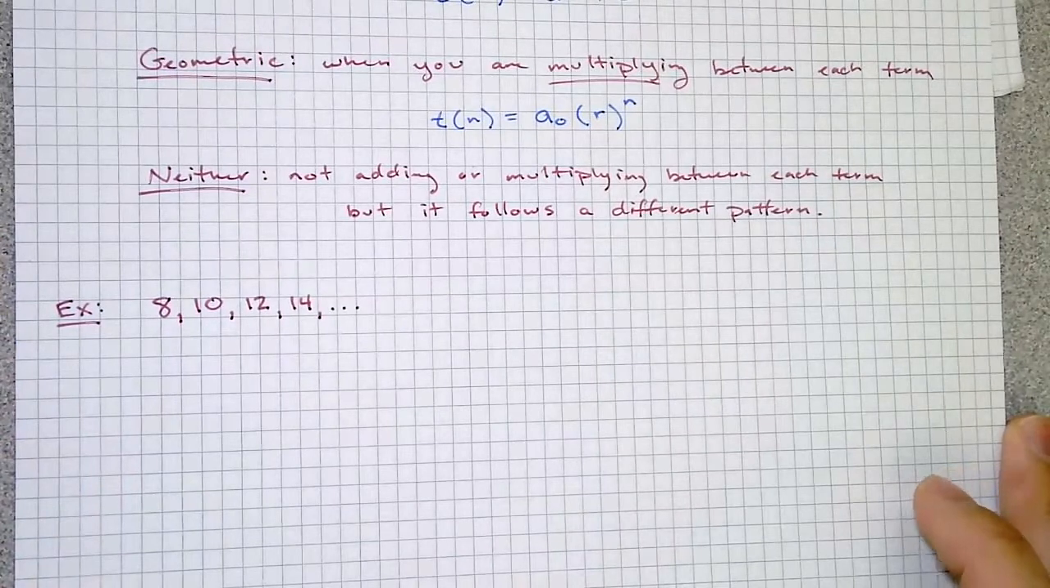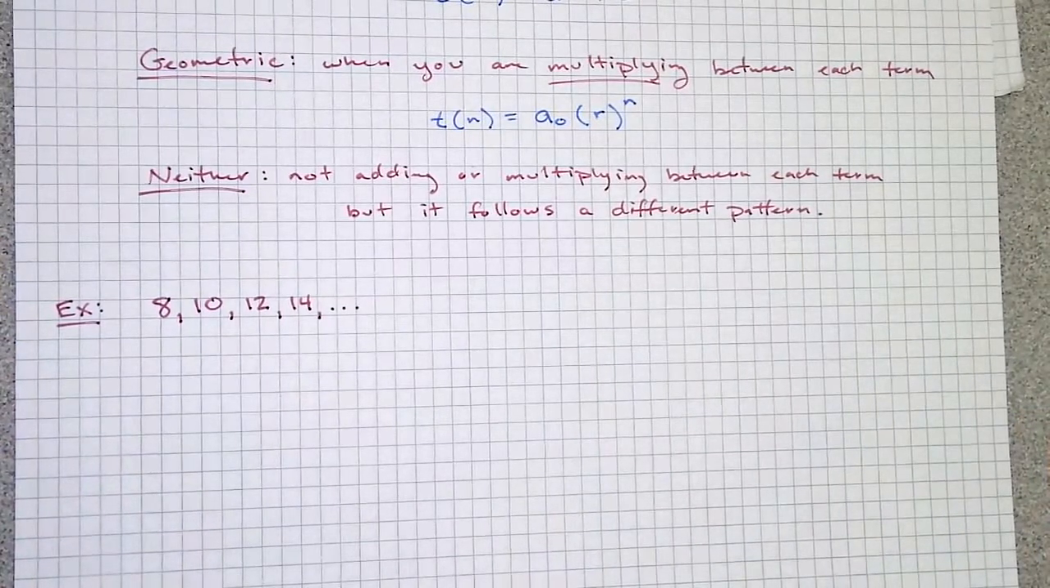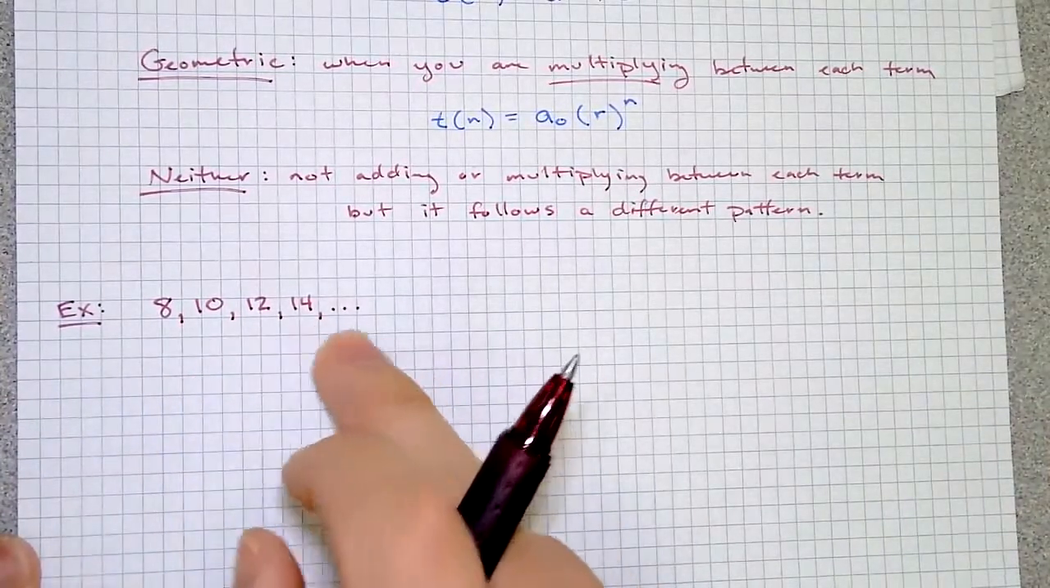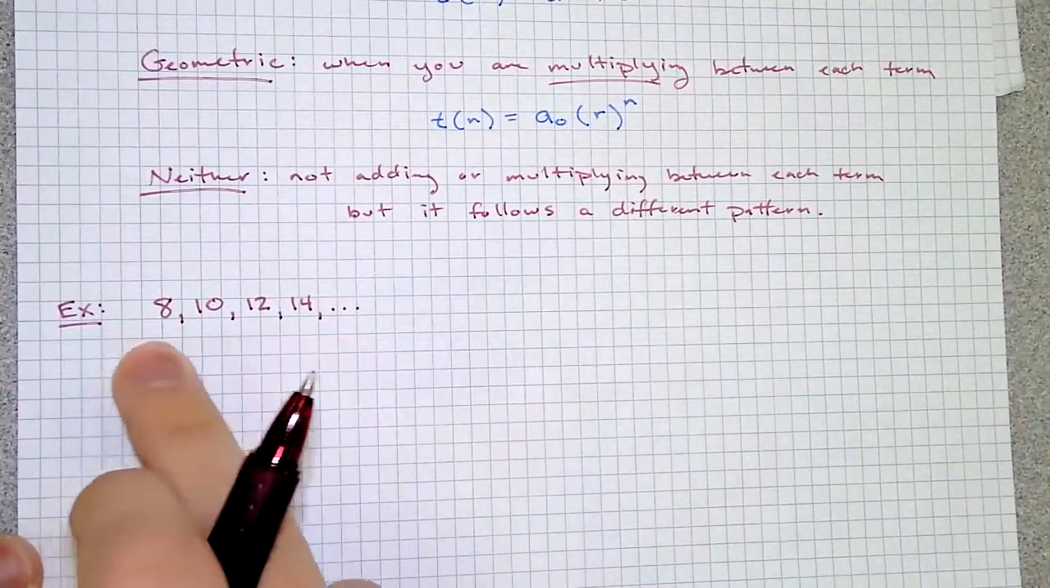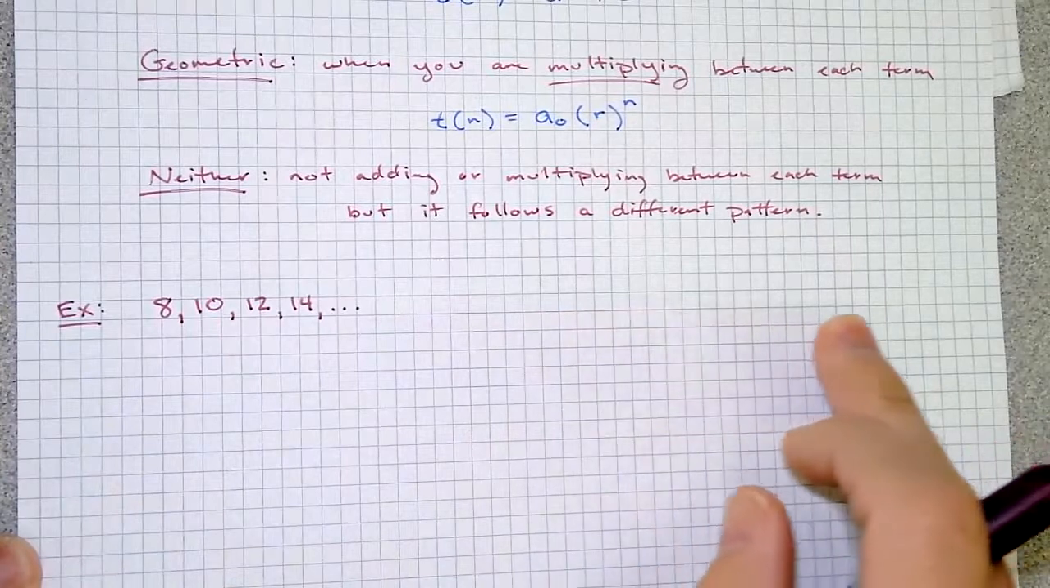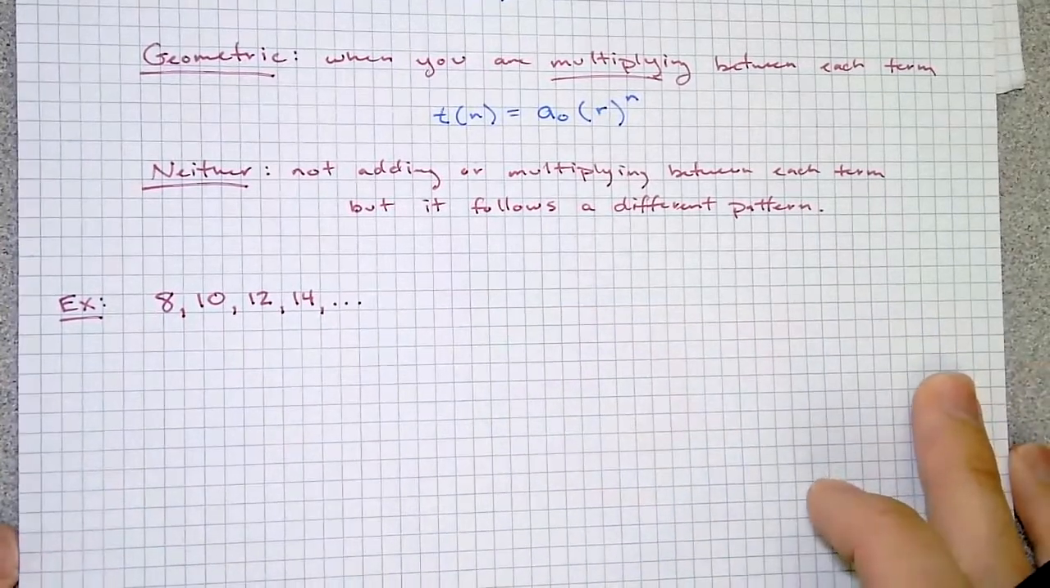Okay, so here's an example. We have the numbers 8, 10, 12, 14. Then there's 3 dots at the end, which insinuates that this pattern continues going on forever. So it's a list of numbers that continues forever and ever.